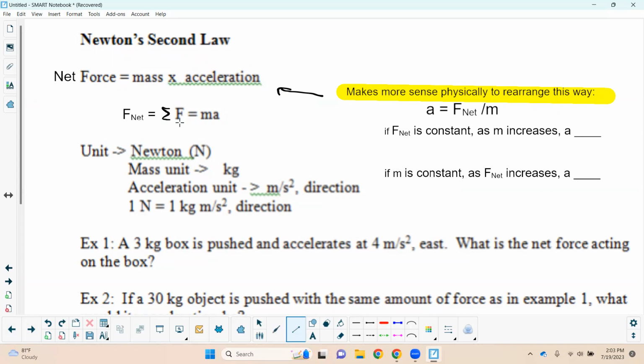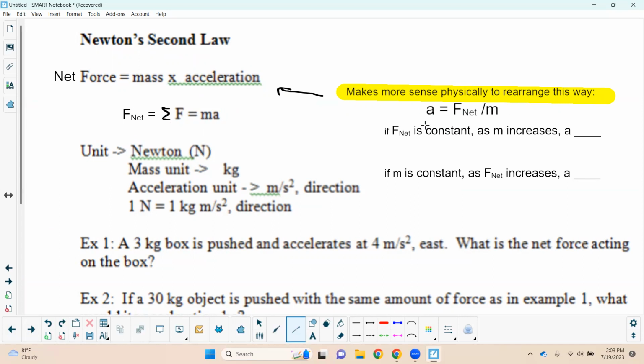This symbol is the Greek letter sigma, and the sigma F means just add up. So that's the net force. It's a different, mathematical way to write it. That is the way you'll see it in textbooks a lot of times, or if you go Googling Newton's second law, that's probably what will come up, F equals ma or some version of that. The way that makes a little bit more sense is if you solve it for acceleration. So the acceleration is equal to the net force divided by the mass, and that makes more sense, right?